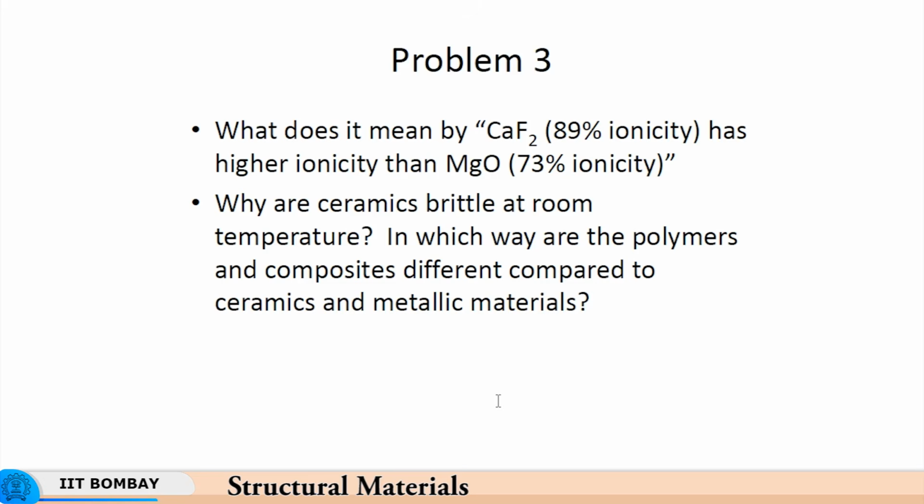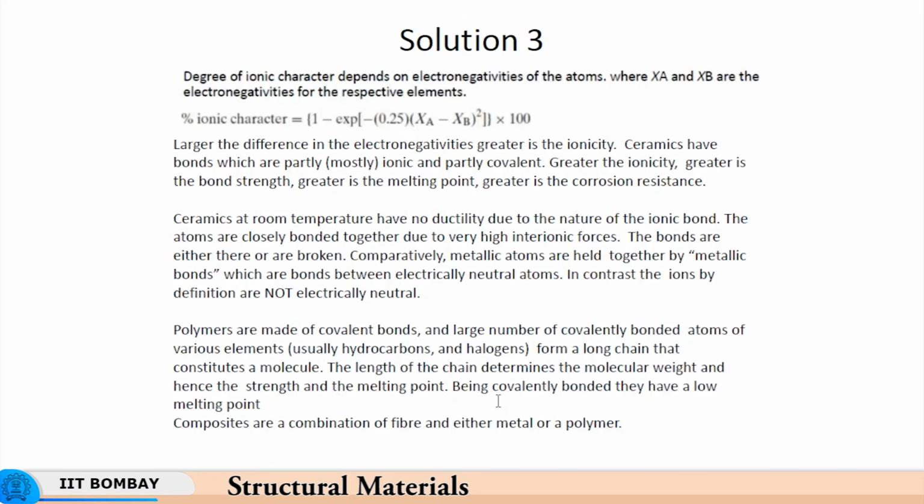And in which way are polymers and composites different compared to ceramics and metallic materials? Now we have seen there is some similarity between the ceramics and metallic materials in the form of bonding, the crystalline structure and so on, but the nature of bonding is different between ceramics and metallic materials, and it is far different from the nature of bonding in polymers, because polymers are always covalent bonds and they are chains of hydrogen, carbon and so on. So these are basically chain polymers, long chain or short chain polymers. Composites are mixtures of polymers, ceramics and metallic materials. So basically these are the differences between the three materials. So let's see a more detailed reply.